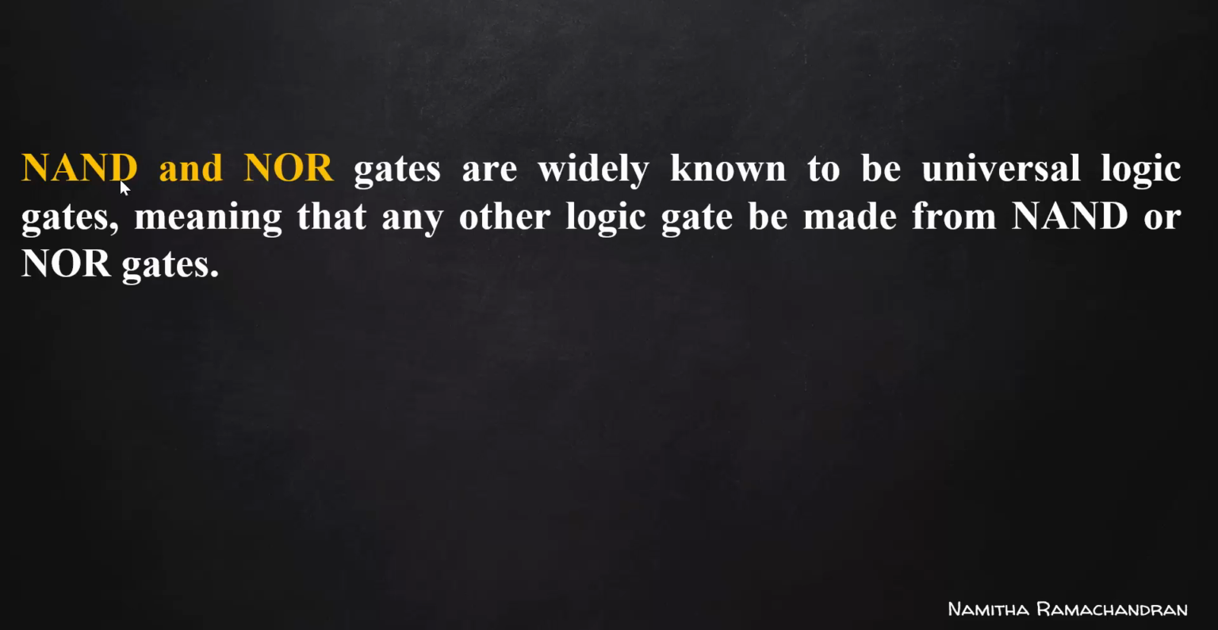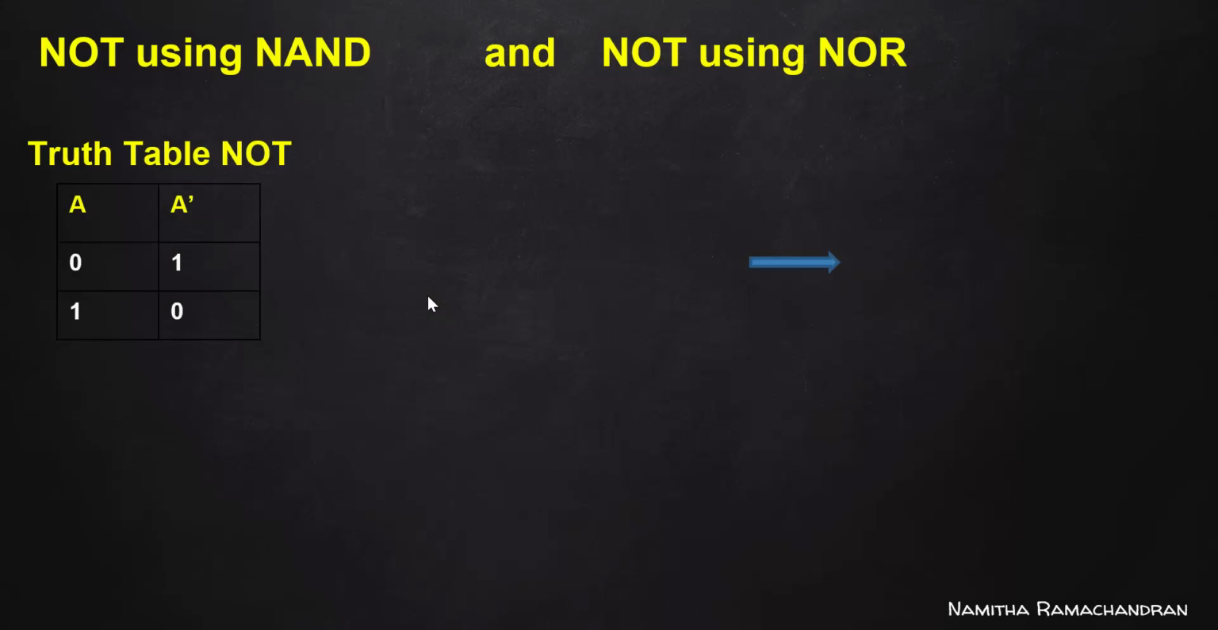That means NAND can be used for implementing NOT gate, AND gate, OR gate, XOR gate, XNOR gate, etc. Similarly, NOR alone can be used for implementing the same set of gates. So we can call these two the universal gates. In this video, we will consider how it is possible. The first one is the implementation of NOT.